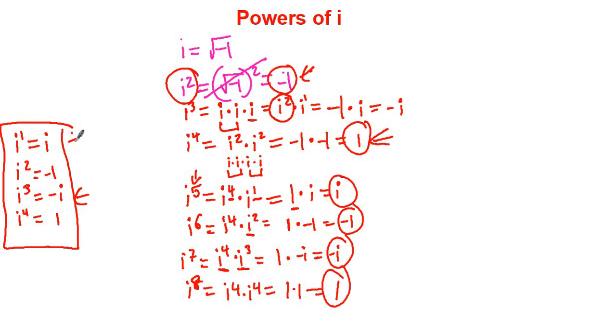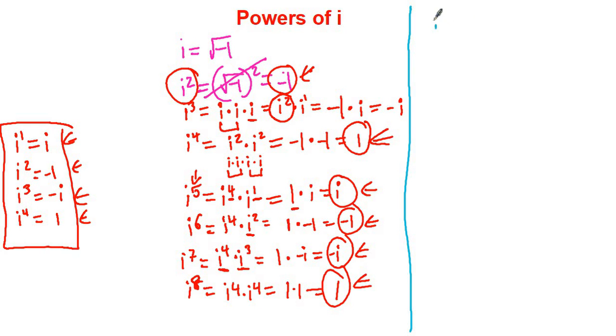So notice the pattern goes i, -1, -i, 1, i, -1, -i, 1. So the pattern repeats every 4. Okay, the pattern repeats every 4. So here's how you can find i raised to any power. Let's suppose we had a huge number like i to the 12,893. We don't want to have to count through this pattern, i, -1, -i, 1. We don't want to do that repeatedly.